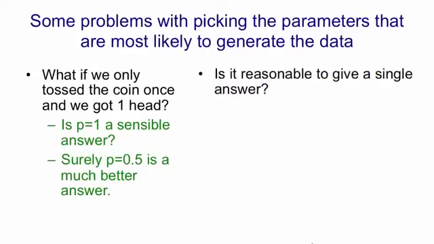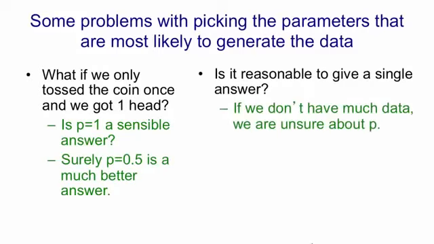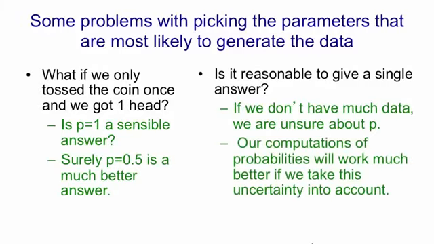More importantly, we can ask, is it reasonable to give a single answer? We don't know much, we don't have much data, and so we're unsure about what the value of p is. So what we really ought to do is refuse to give a single answer and instead give a whole probability distribution across possible answers. An answer like 0.5 is fairly likely. An answer like 1 is maybe still pretty unlikely if we have some prior belief that coins come down heads half the time.